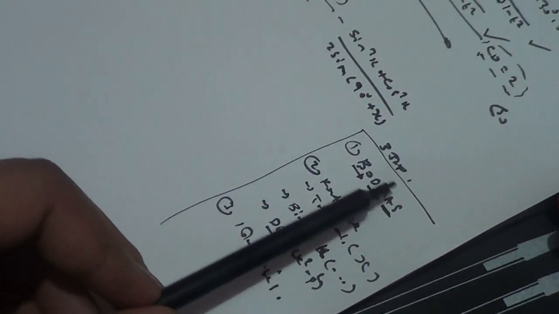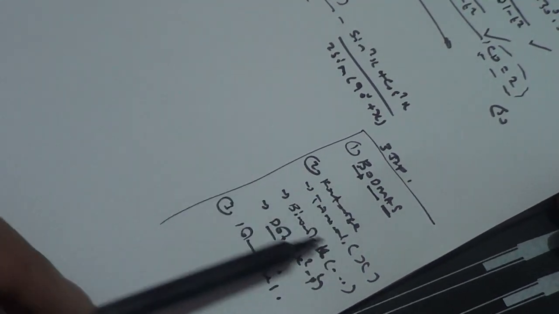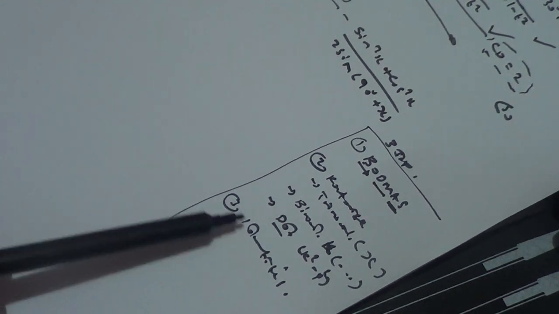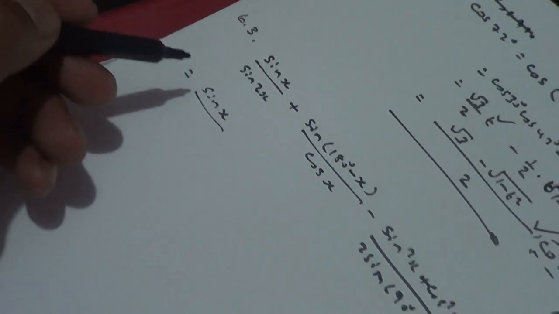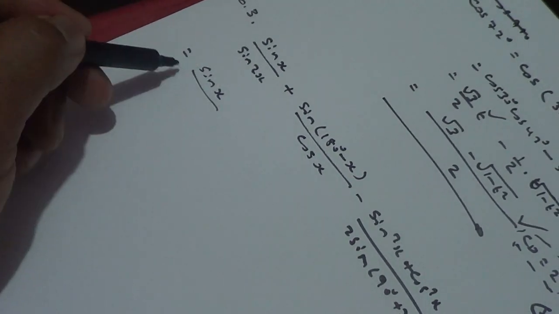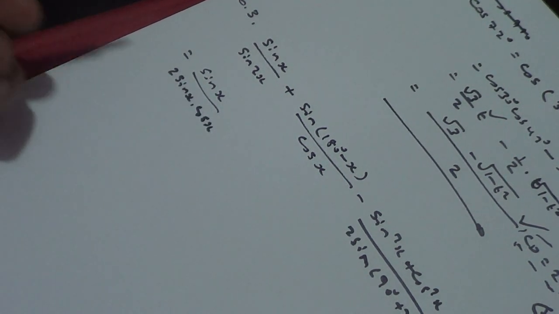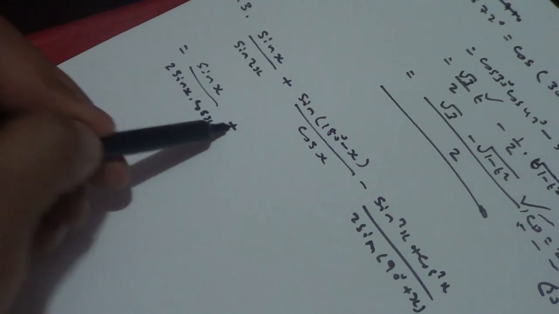Most of the time you'll win. Then the second attempt may need you to do factorization, this one, identities. But here we're already going straight to step 2. So sine 2x is 2 sine of x cos x. Okay? Fine. We move on.